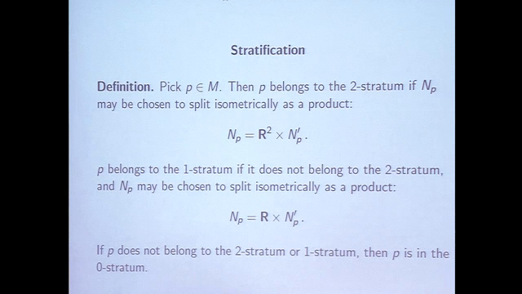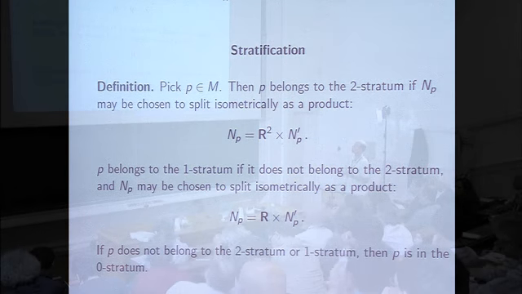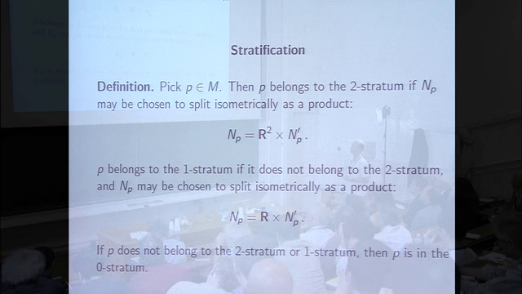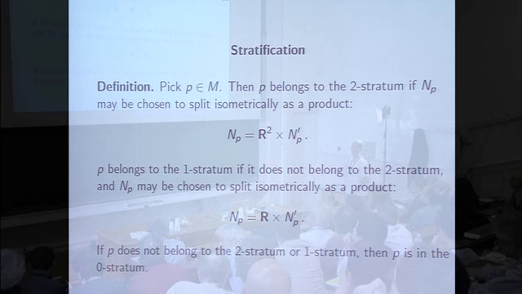You can write it as R^2 cross some cross-section. And I say it may be chosen here because this model manifold N_P is not unique. It's sort of defined up to some measure of closeness. And that measure of closeness involves a parameter. I've been suppressing parameters all along, okay? Otherwise it would be just too burdensome to follow what's going on. And then a point is in the 1-stratum if it doesn't belong to the 2-stratum, so there's no splitting like this, but this N_P can be chosen to split off an R factor. And then if you can't split off an R^2 or a copy of R, then the point is in the 0-stratum. Okay?